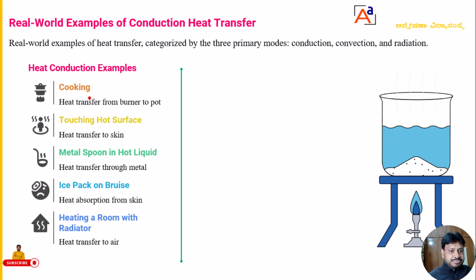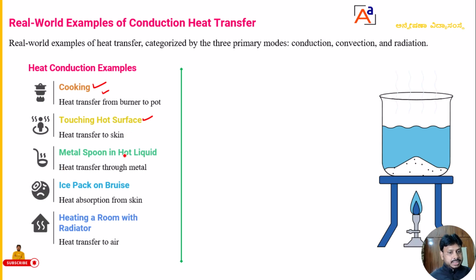You can take the first example, dear students, cooking. When you are cooking with the help of a metal pot, when the heat is going to transfer through a metal pot, that type of heat transfer you can call conduction heat transfer. That's also one of the conduction heat transfer examples. Next one, touching a hot surface. If you touch a hot surface, there is a physical contact, and the heat is going to transfer from the hot plate to your skin. That type of heat transfer you can call conduction heat transfer.